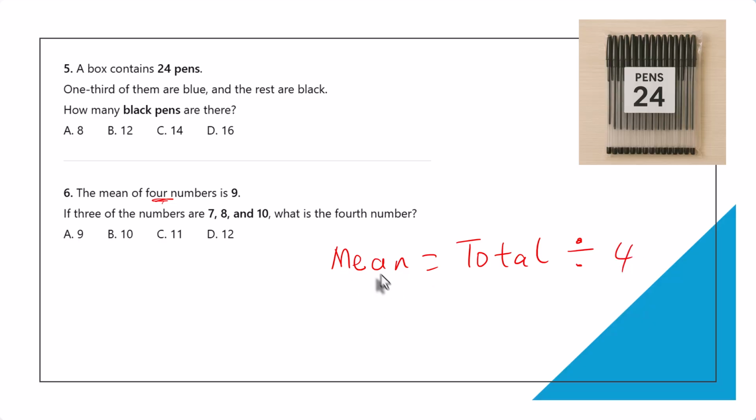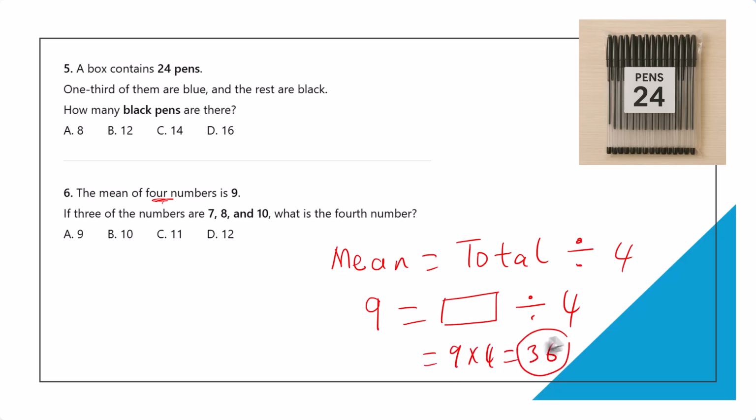So what we're going to do now, we're going to say this mean is 9. We don't know what the total is when you add them. But when you divide by 4, you share equally, you get 9. So what will this number be? What number do you divide by 4 to give you 9? That number is going to be 36. 9 times 4 is 36. Done. That's it.